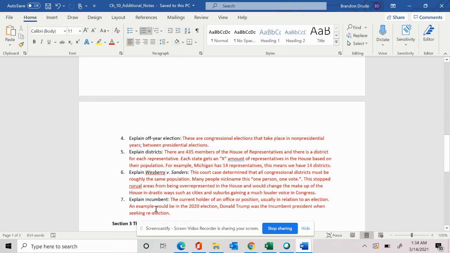Now again, a district. There are 435 members of the House of Representatives, and each representative gets a district. So there's 435 districts. Each state gets an amount of representatives based on their population. So Michigan has 14 representatives, which means Michigan has 14 districts. And in class, when we do an activity, I will give you a map showing you the districts of Michigan and how they're split up.